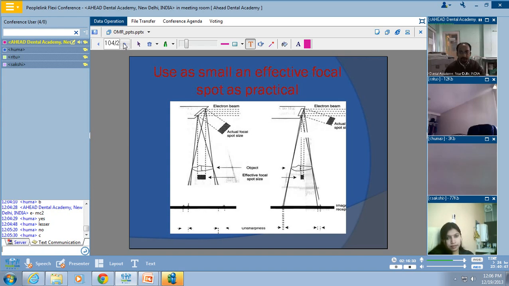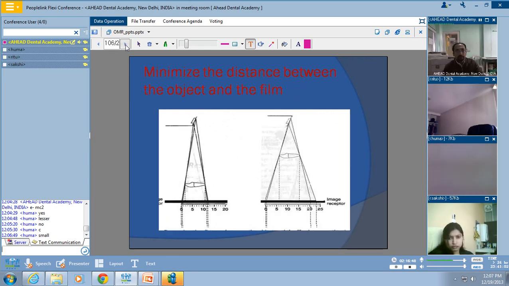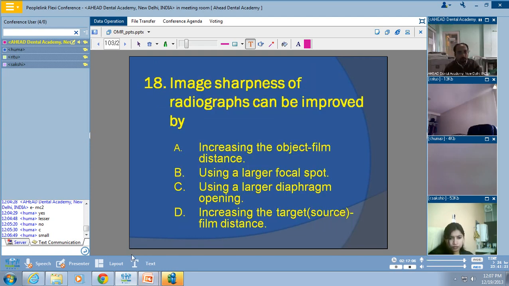What about the distance between the focal spot and the object? It should always be increased. The more the distance, the lesser the amount of image unsharpness. Increasing the distance between the focal spot and the object, and minimizing the distance between the object and the film. Remember, the film should be placed as close to the object as possible, whereas your X-ray source should be as far away from the tooth as possible. So what will be your answer now? I have given you all the hints. Now try to think which will be the better answer of the four choices.